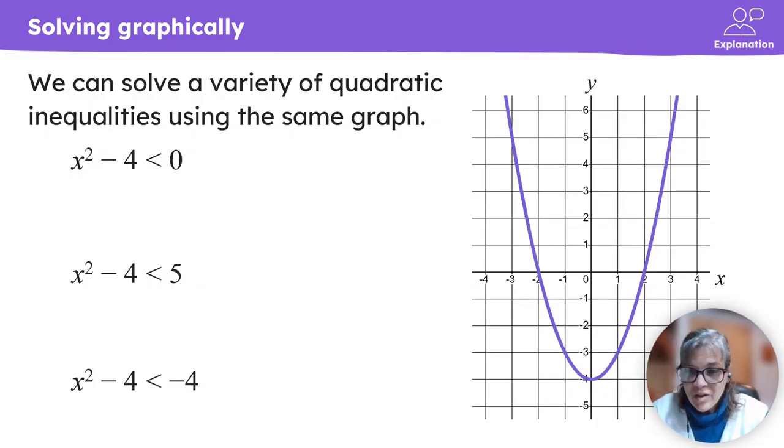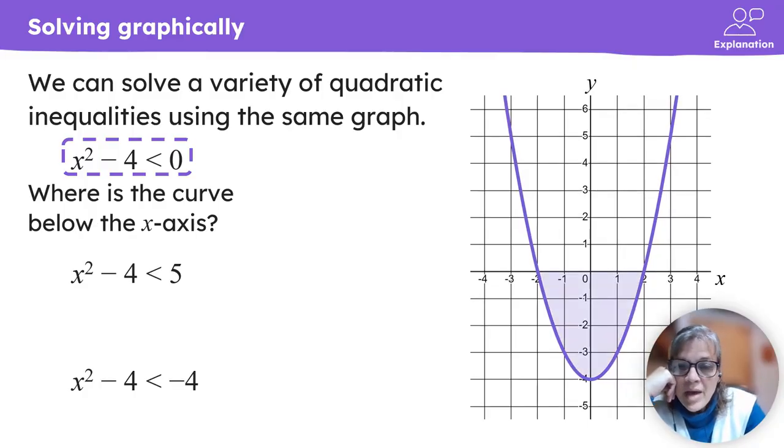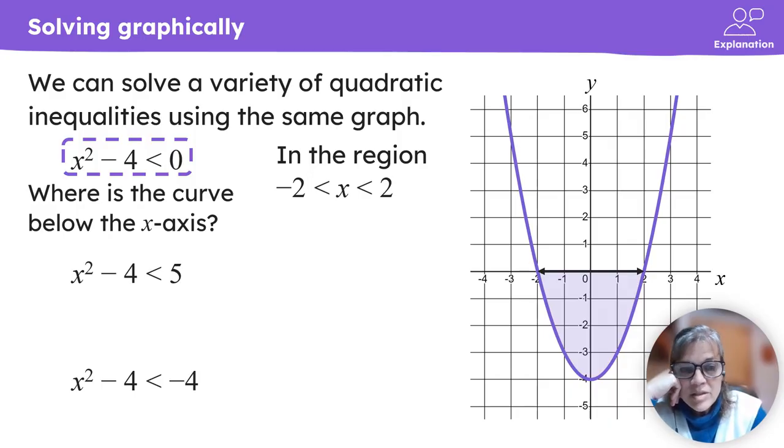If you have something graphed, sometimes you can solve a variety of different inequalities with it. For example, if we go back to x squared minus 4 equals y, then you could solve all of these inequalities. So where is it less than 0? That means where is the curve below the x-axis, right? So that is here, which is between minus 2 and positive 2. Okay, so we've defined that region this way.